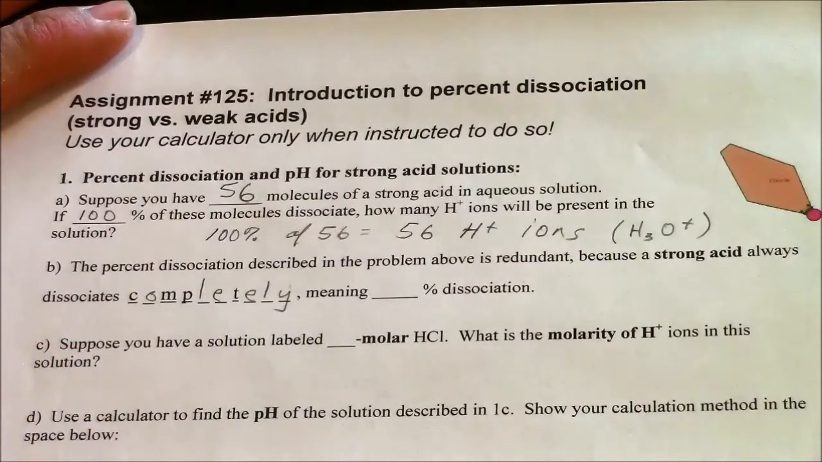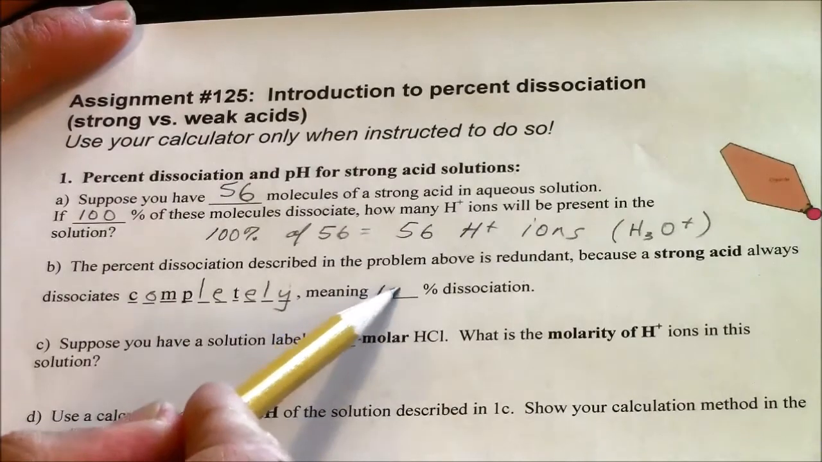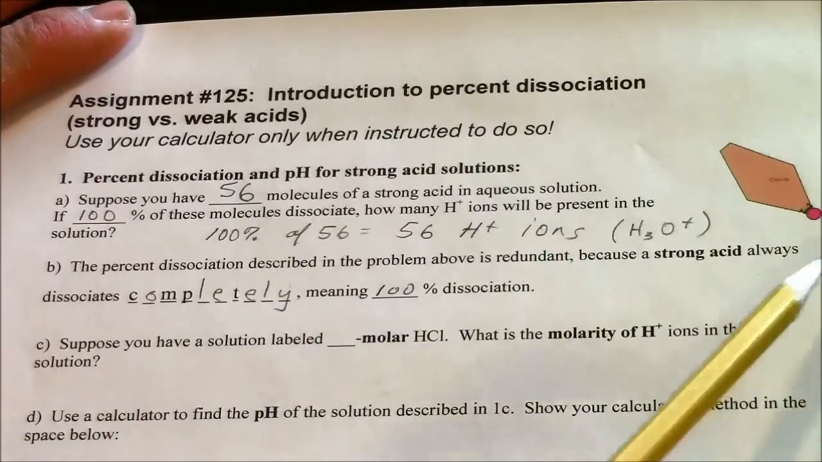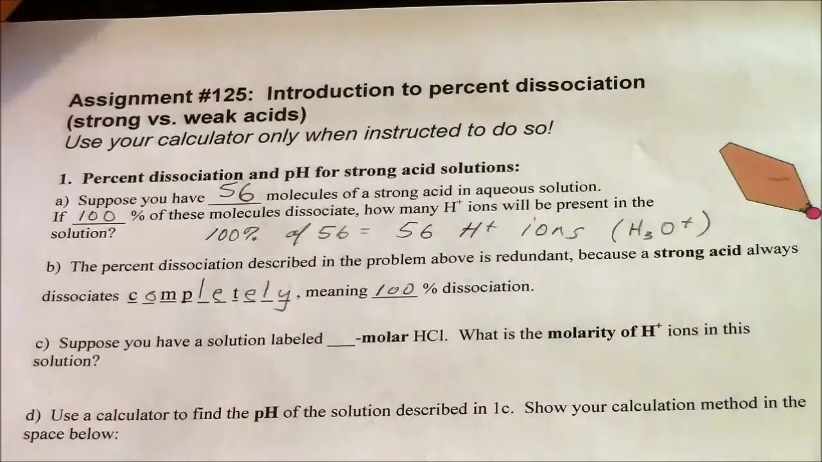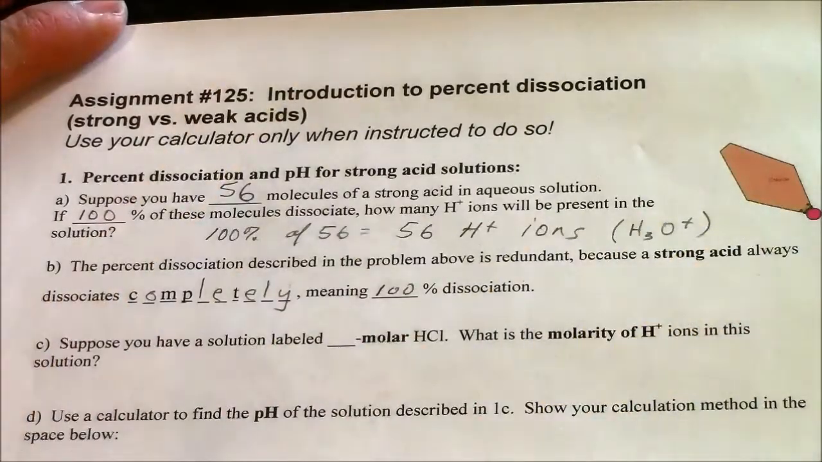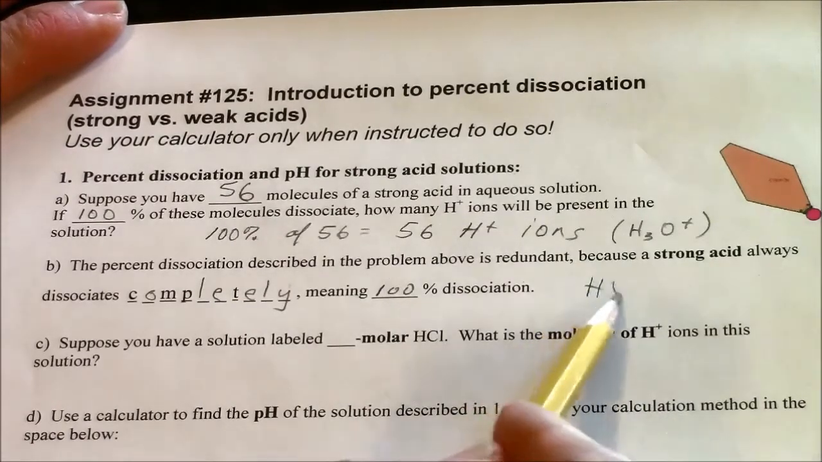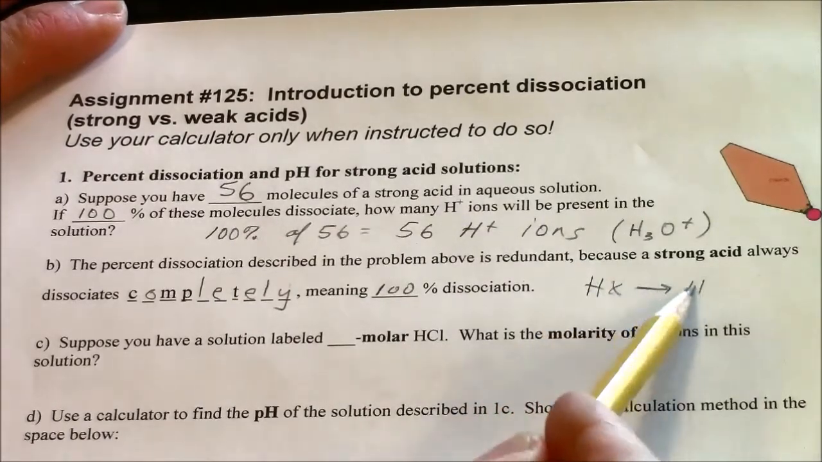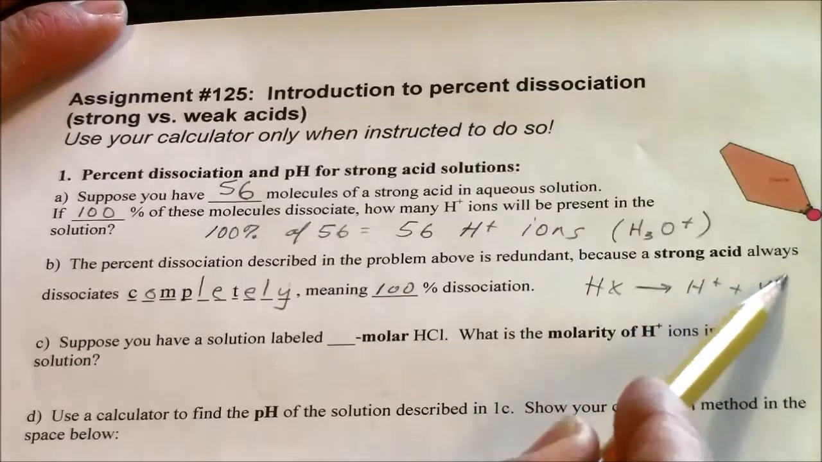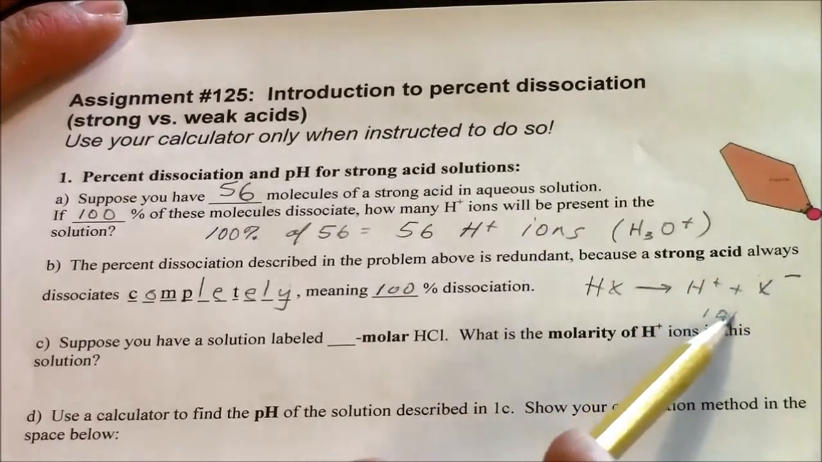completely, meaning 100% dissociation. So any molecule that has this sort of behavior, where it dissociates and does not reassociate, must have 100% dissociation. HX simply turns into H+ and X-, 100%.